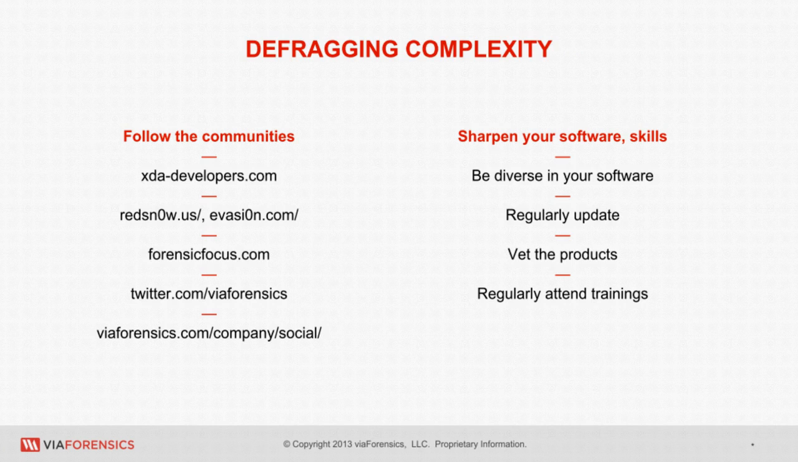And there are ways around the complexity. The most important is just sharpening your skills and also sharpening your software. Regularly attend trainings when possible. I know it's not always possible, but when it is, go to training. Be diverse in the software choices that you use for your mobile forensics. As you're buying one piece of software, that's going to have some specialties that it does that others don't. So make sure you're keeping a few on hand to go after data in every way possible. And keeping that software and that hardware up to date is key, and also making sure that you're vetting the product, so understanding what it's doing to your phone.